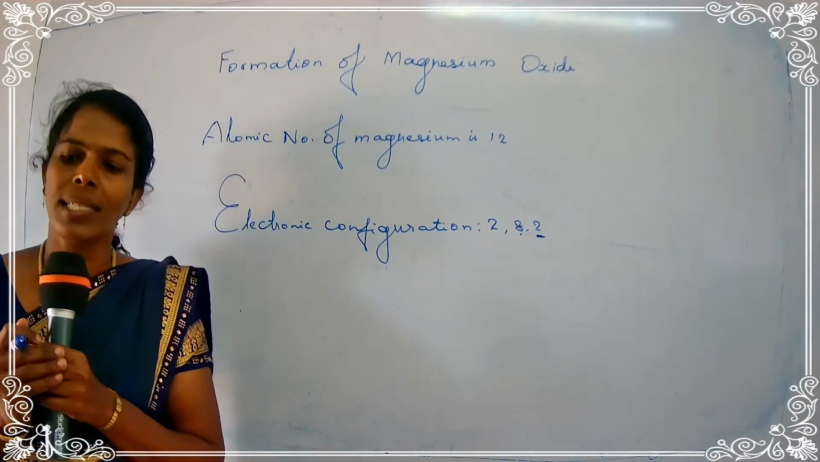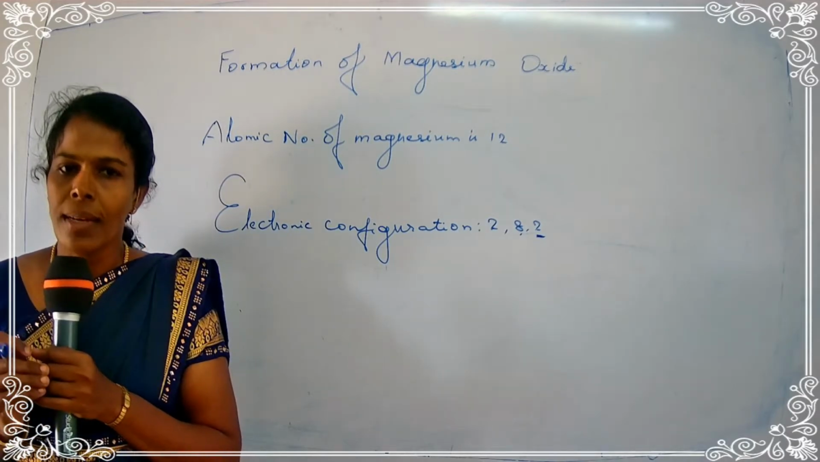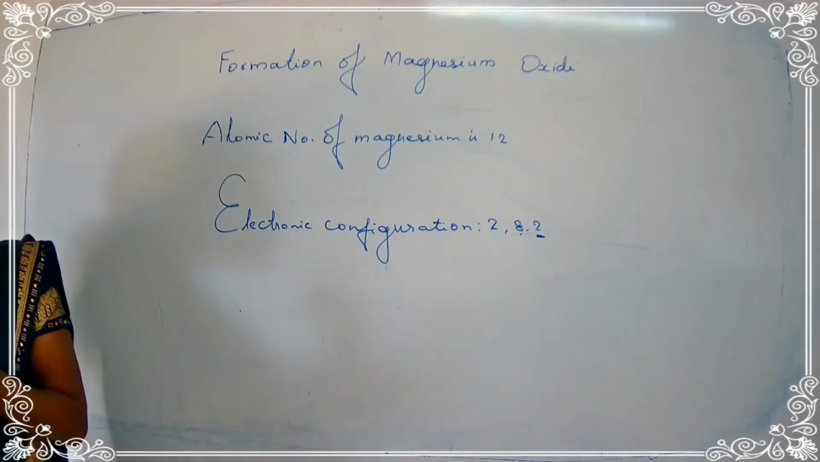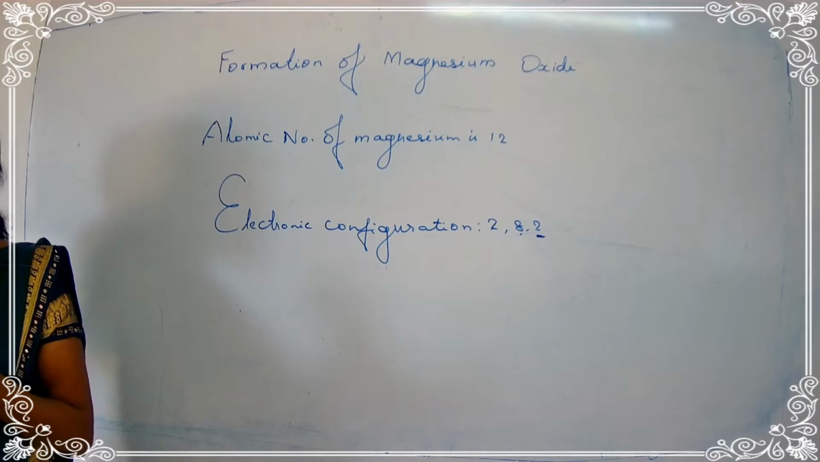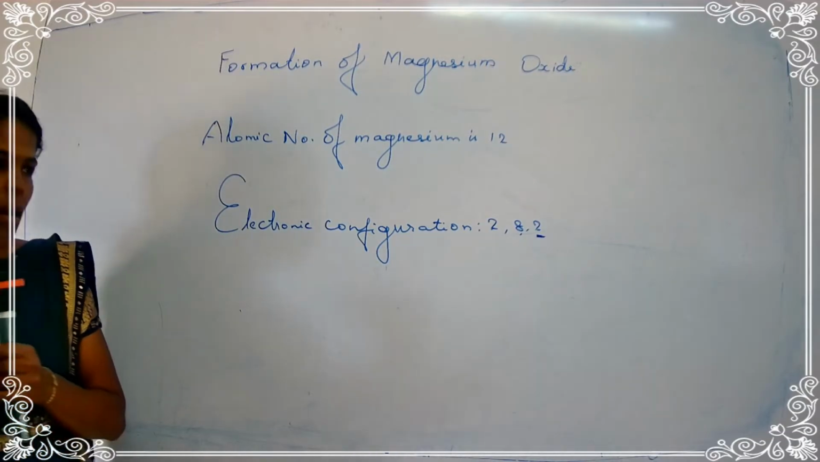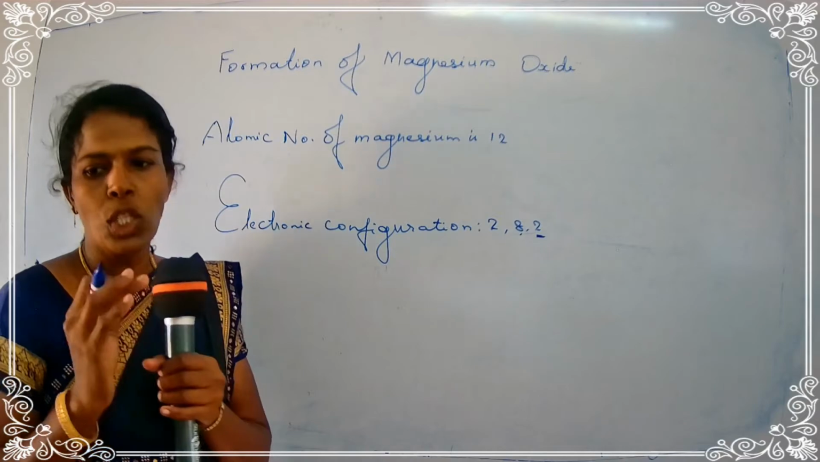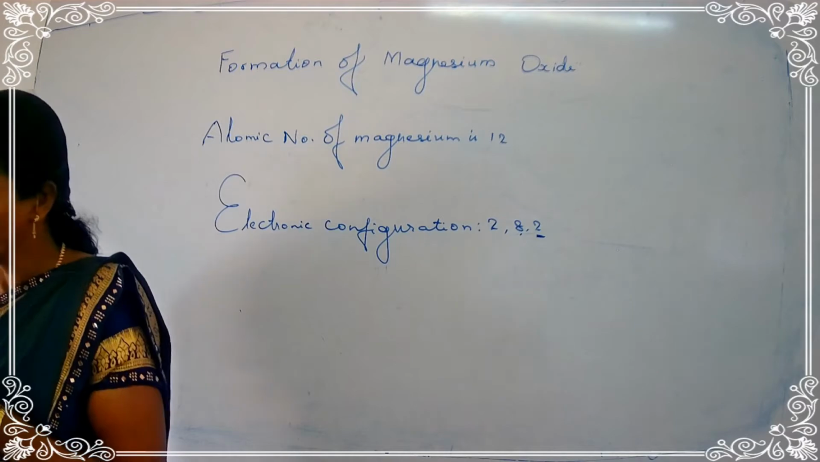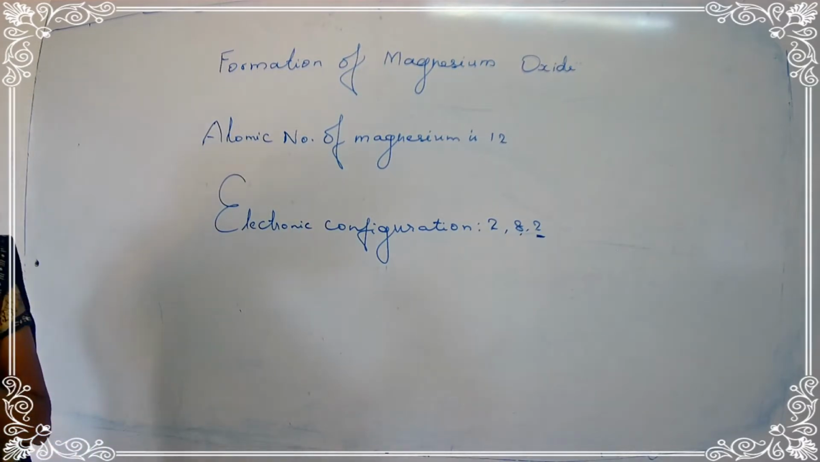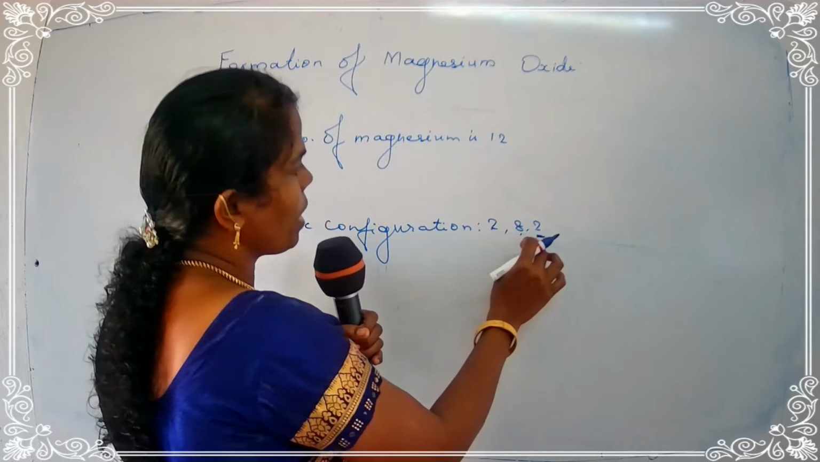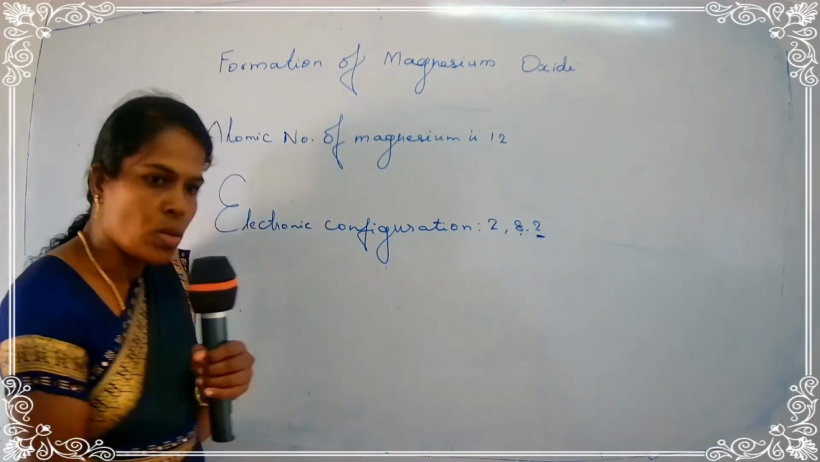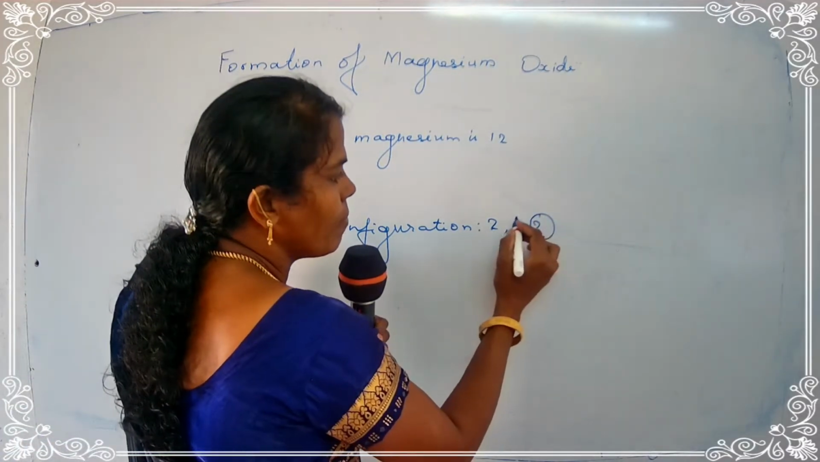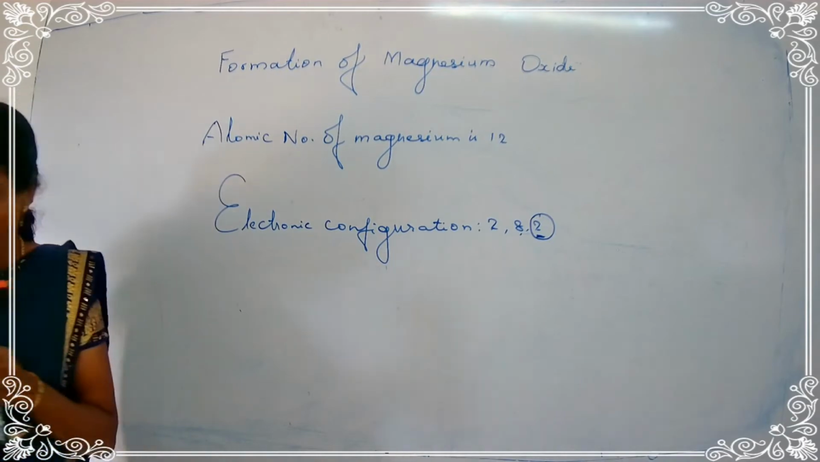What is the octet state? That element should have 8 electrons in the last shell. When it has 8 electrons in the last shell, then it attains the octet state. So here this magnesium donates the 2 electrons, then it attains the octet state.